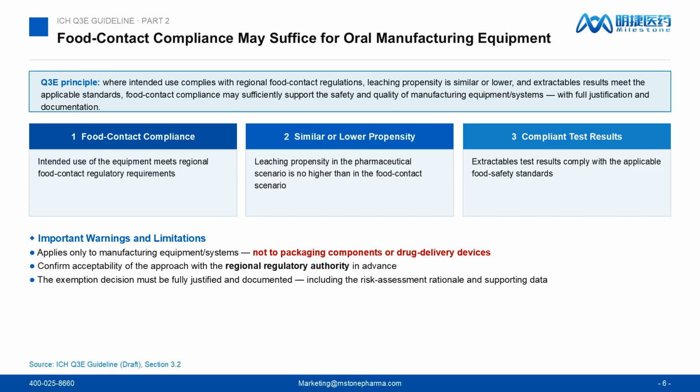Let's start with the most surprising provision in Q3E, the food contact exemption. Here is the logic. If a piece of manufacturing equipment, say, a stainless steel tank or a silicone gasket, is already compliant with food contact regulations, and the pharmaceutical use is no harsher than the food use, and extractables testing meets the food safety standards, then that food contact compliance may be sufficient. You may not need a separate pharmaceutical E&L study.